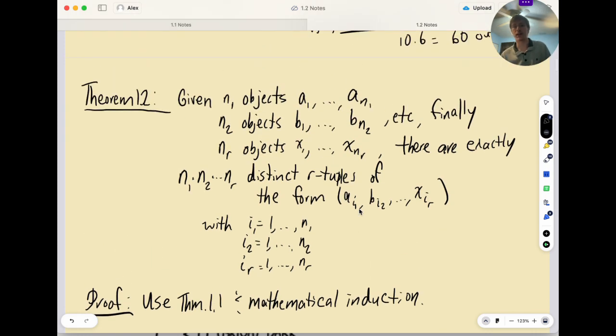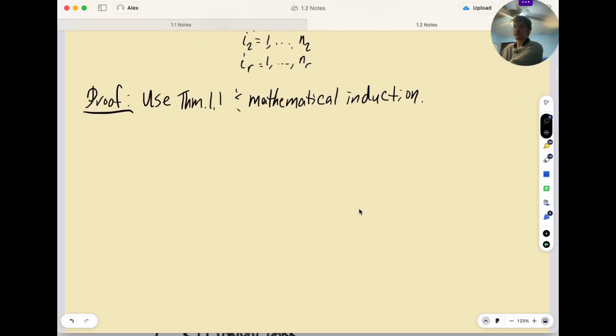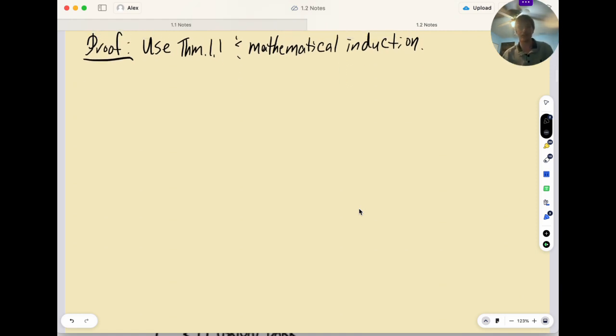Okay, so that's what this r-tuple is, right? How many different objects do you want in a group? Then how many possible groups are there? Okay, so we can use this, and we can just do an example. So let's start our first example.